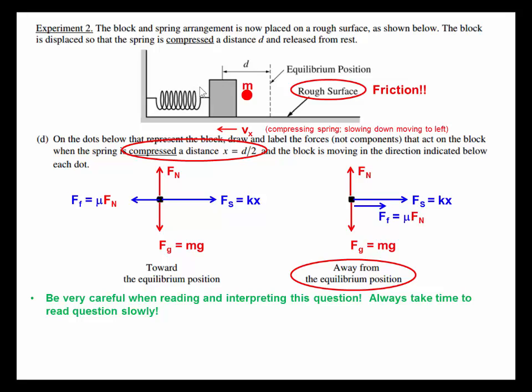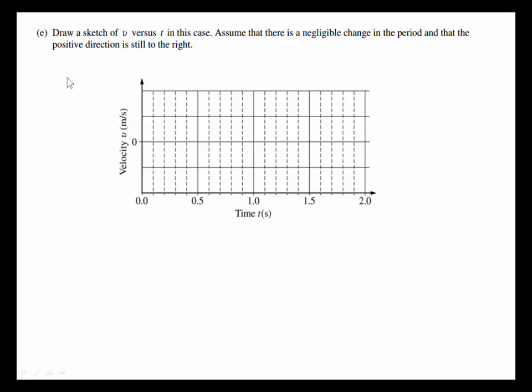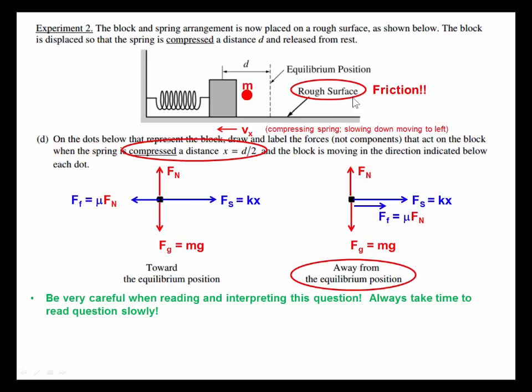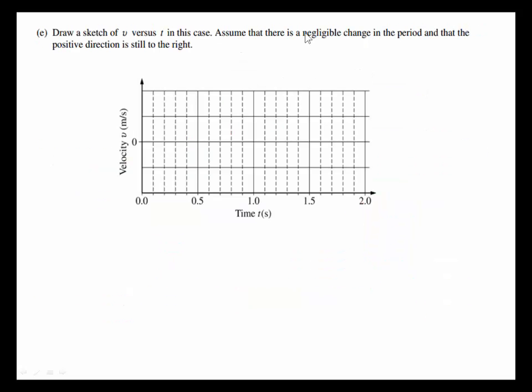So once again, this is a tricky question if you don't take some time to read it carefully. As you recall, this spring mass system is moving back and forth, but now there's friction. So how does that affect our situation? It tells us here that we're going to assume that there's a negligible change in the period of the function. All right, that's very helpful. And they ask us to sketch out a velocity versus time graph. So we're going to draw a sketch, so we don't need a huge amount of detail. They're not looking for tons and tons of numbers here, but there are some key numbers we can include.